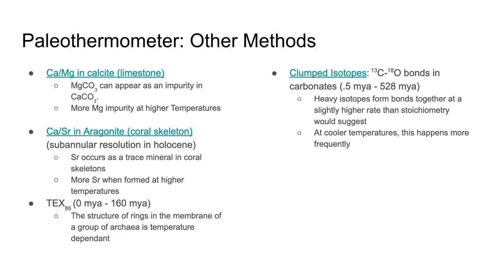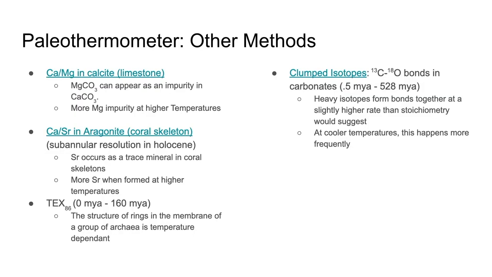If we only want to look within the Holocene, we could investigate the calcium-strontium ratios within aragonite, which is a coral skeleton. And this is really cool because we can see the different layers as the corals grow, and so we can get subannual resolutions of temperature, and see how much warmer and colder it is at different times of the year. This works because strontium occurs as a trace mineral in coral skeletons at very low ratios, but those ratios do change with higher temperatures. So when the water is warmer, more strontium gets included.